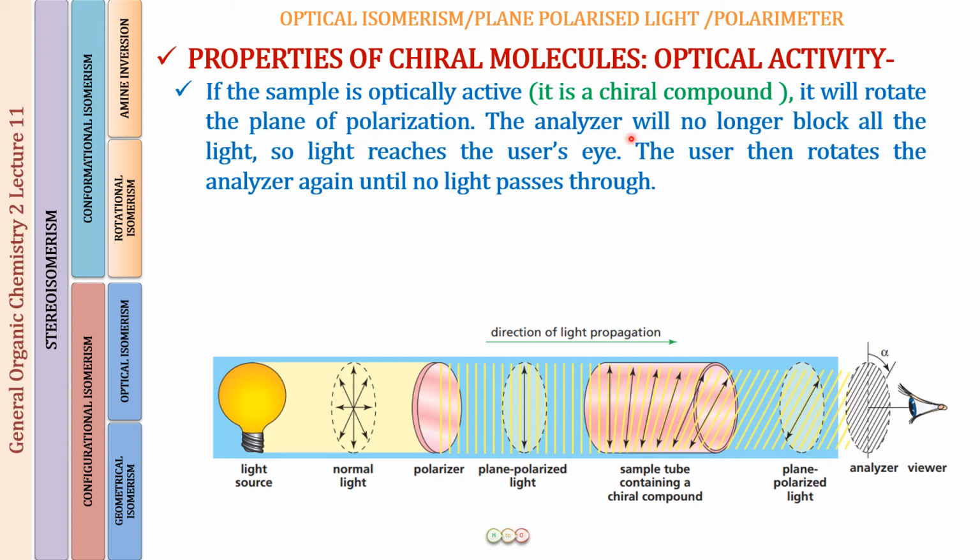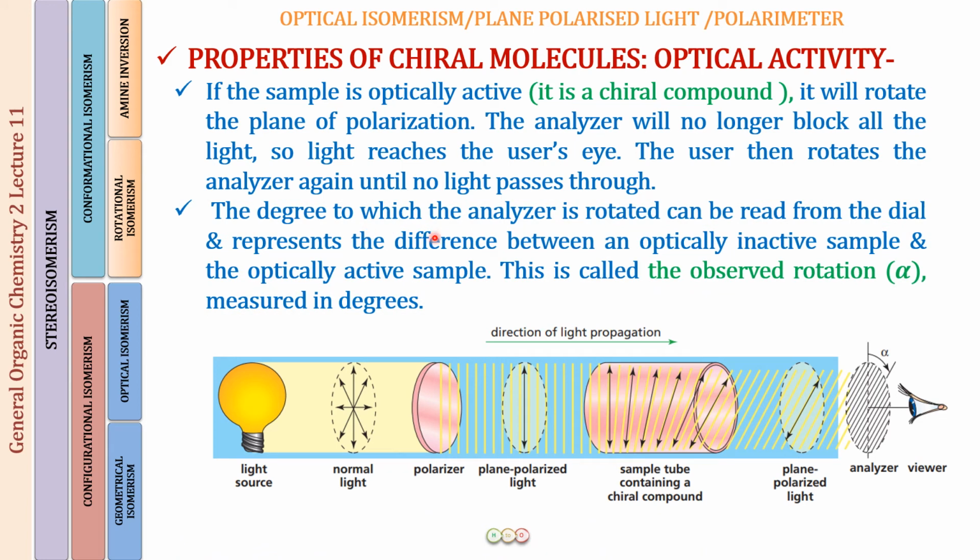The analyzer will no longer block all the light, so some light is going to reach the user's eye. There will not be complete darkness. Some light is going to come out. The user will then have to rotate the analyzer again until no light passes through. So you will have to rotate it by some angle so that there is again complete darkness.